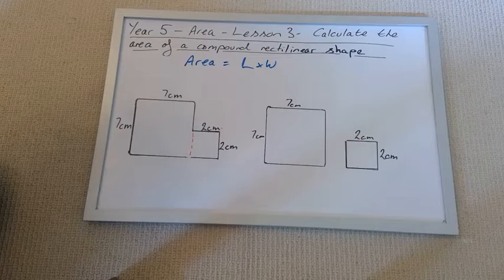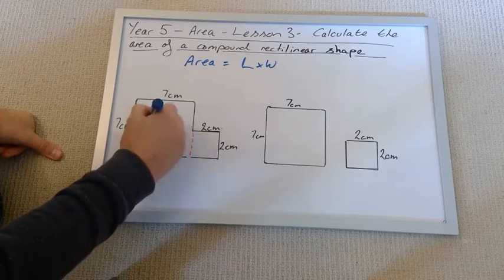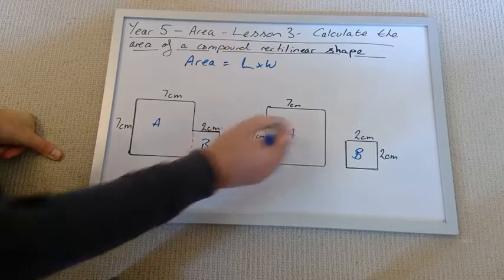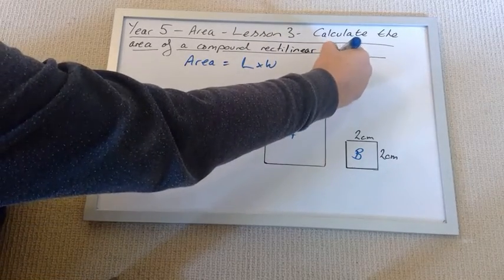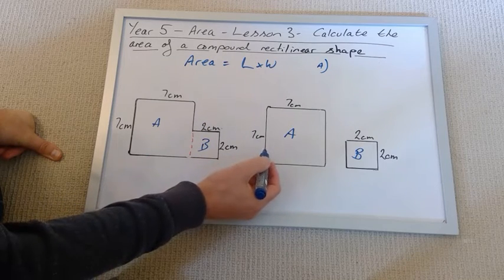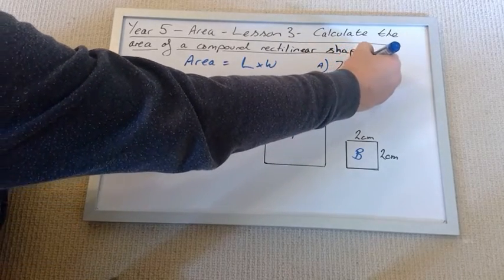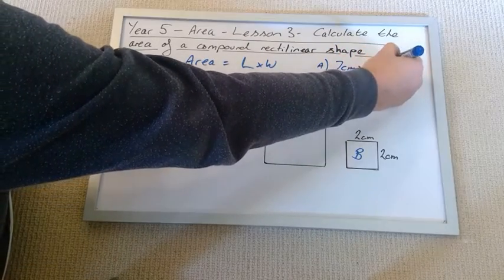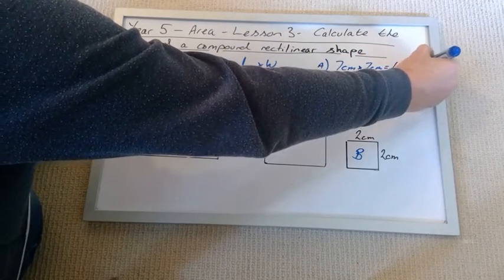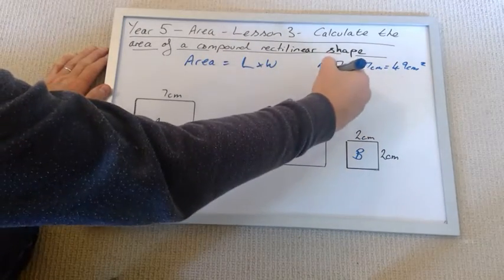So to calculate the area of this shape, we've split it up, and I would label it A and B. And I'll first of all look at shape A. I already have my measurements. I have no missing measurements. We'll be looking at that in a following lesson. And I know it's 7 centimeters and 7 centimeters. And 7 multiplied by 7 is 49 centimeters. And I know it's squared because my units are squared in here.